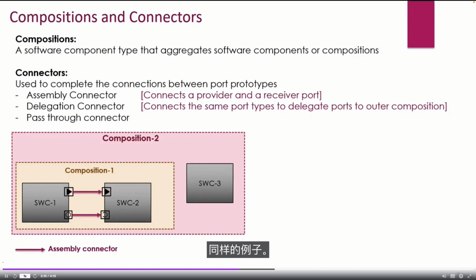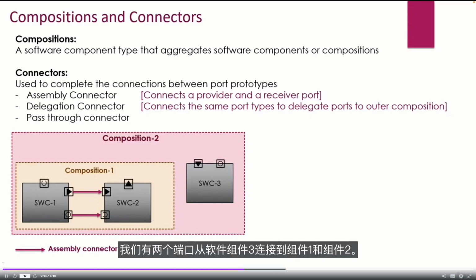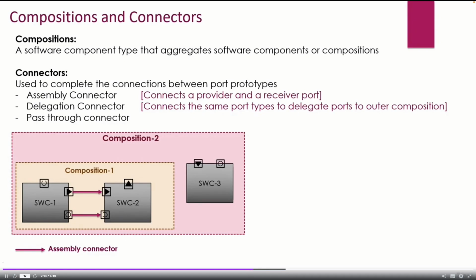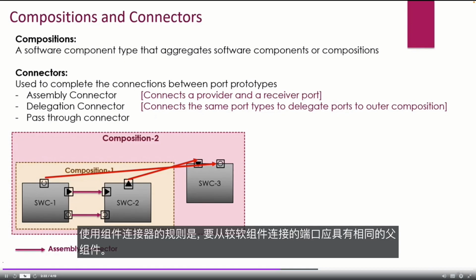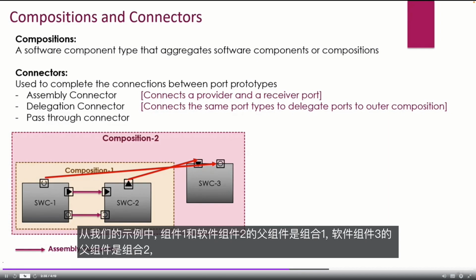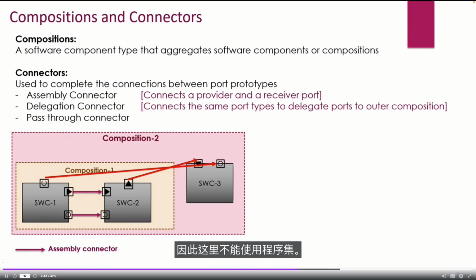Again, the same example. We have two ports from software component 3 to be connected to component 1 and component 2. We can't make a direct assembly connection here since both have different parent compositions. The rule for using an assembly connector is that the ports to be connected from software components should have the same parent composition. From our example, the parent of software component 1 and software component 2 is composition 1, and software component 3's parent is composition 2, and hence an assembly connector cannot be used here.